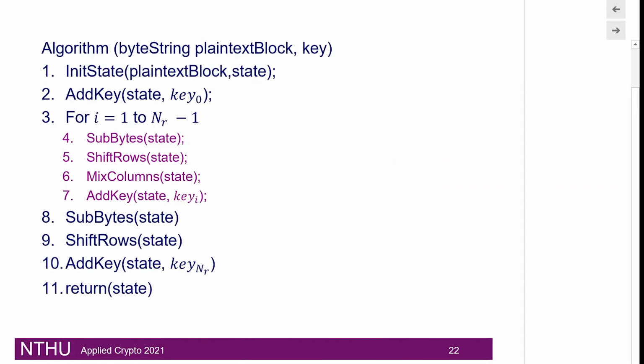So let's go and see the algorithm by itself. This is the pseudocode for the AES algorithm. The algorithm receives a plaintext block and a key, and it is expected to return the ciphertext. As we said, at the end, the ciphertext is whatever value is already in the state variable.